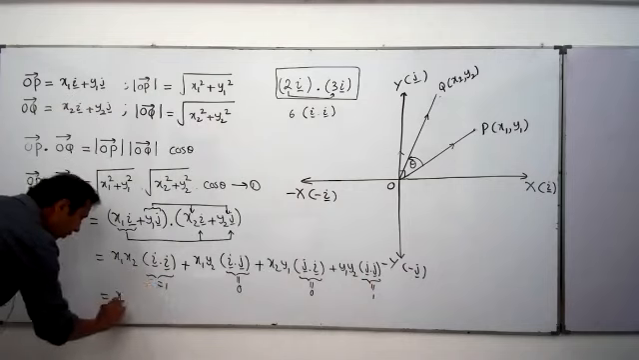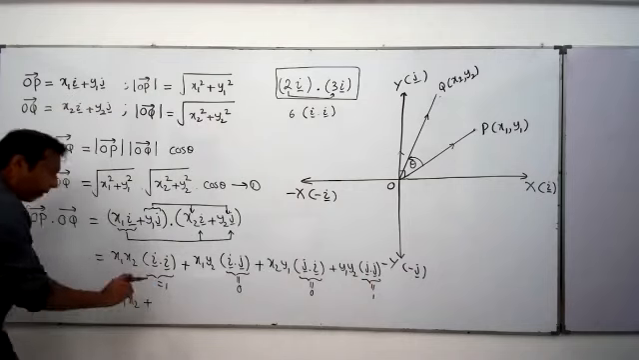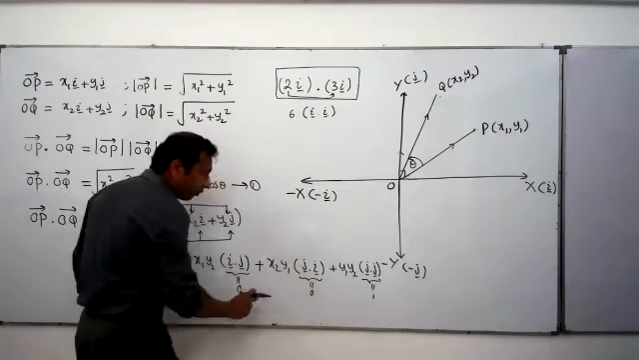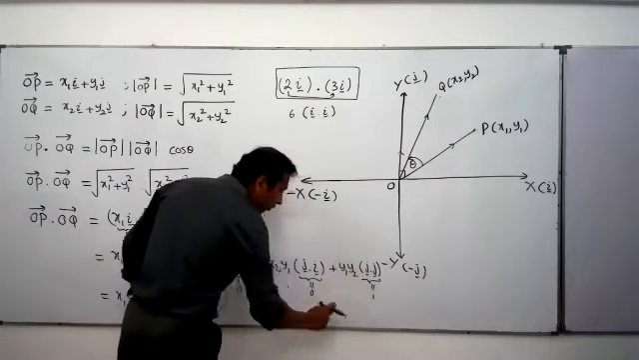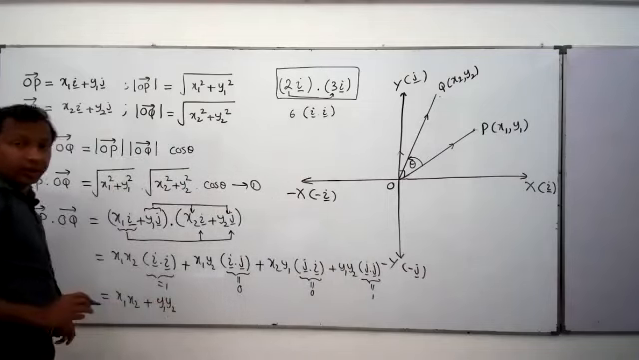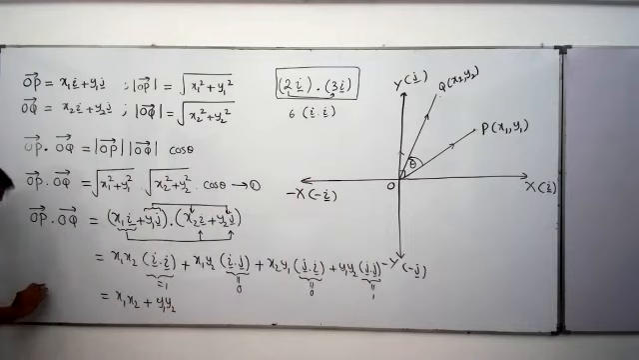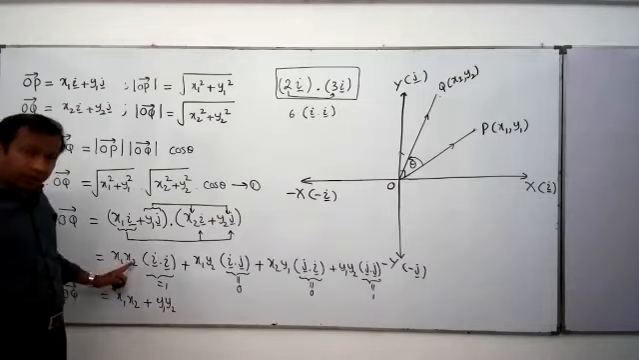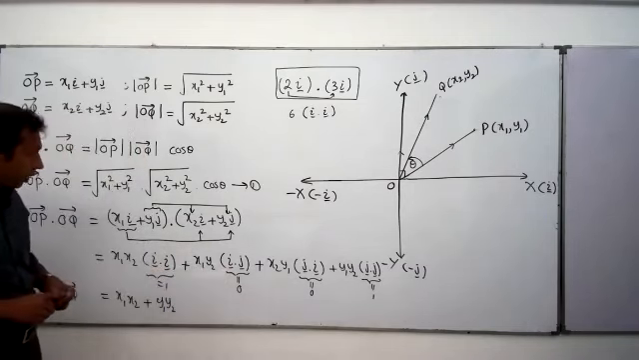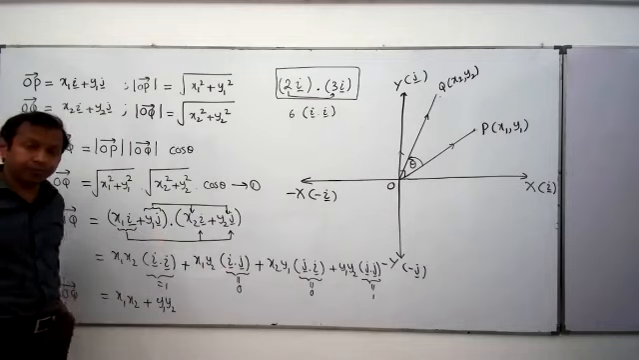Now what do you get here? x1, x2 into 1 means x1, x2. This is 0, therefore this product is 0. This is 0, therefore the product is 0. Here y1, y2 into 1 means y1, y2. This is really what we get for OP vector dot OQ vector. Understood?